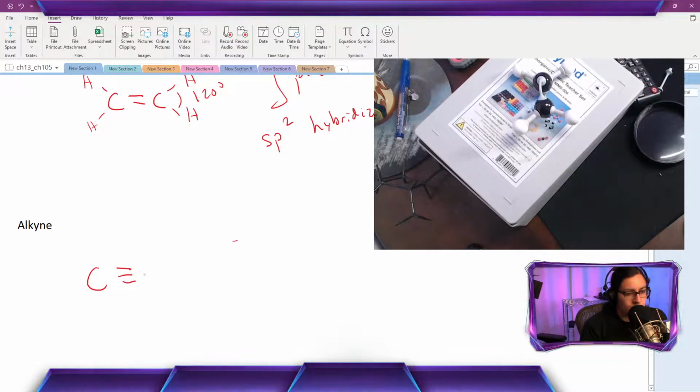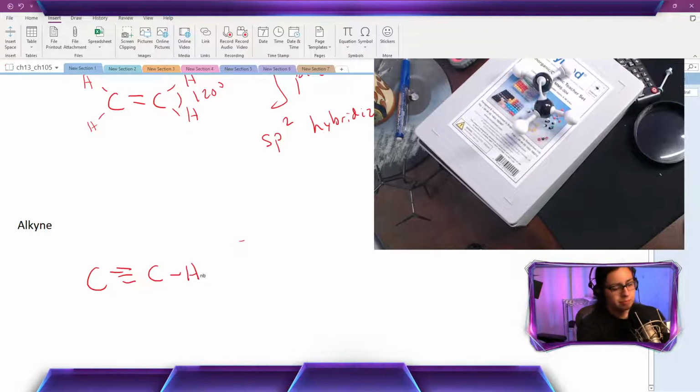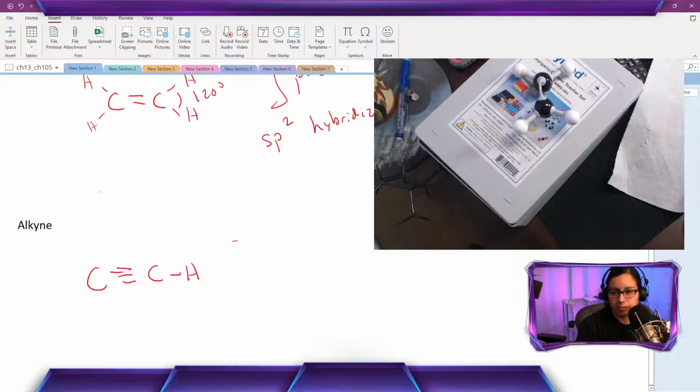So now an alkyne has a triple bond. And so this geometry now would be linear. Of course, 180 degrees there.